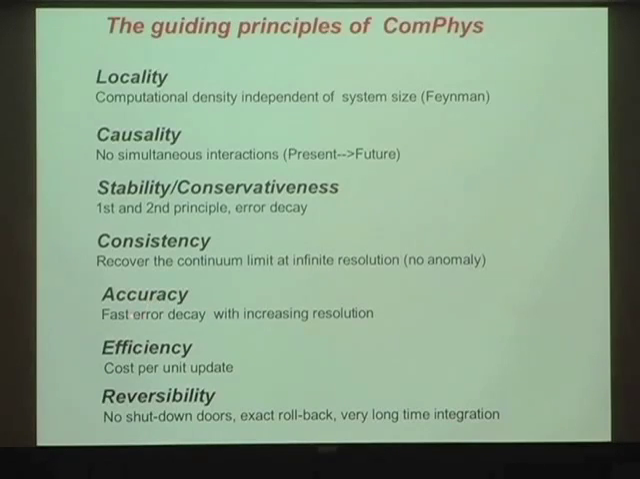Accuracy, of course, you know. You would like to make sure that your algorithm not only goes to the correct limit, but it goes fast, so that the error decays fast. But we will not talk about accuracy very much. Efficiency, yes, we will talk about efficiency. So you should make your algorithm as lean as possible, minimizing the cost per unit update. And reversibility is something I would say is very crucial for molecular dynamics whenever you integrate a Hamiltonian system. But for dissipative systems, that's of course not an issue.